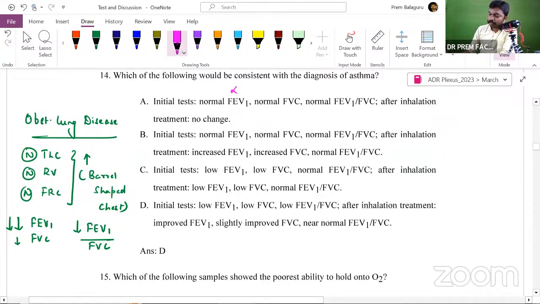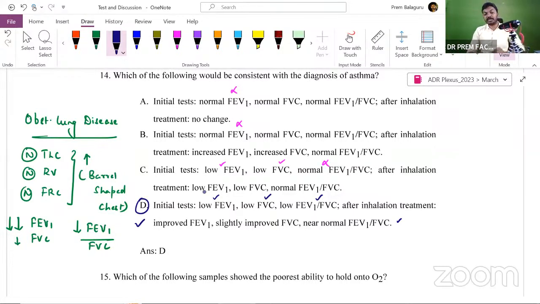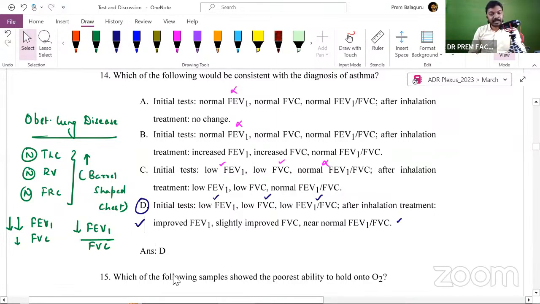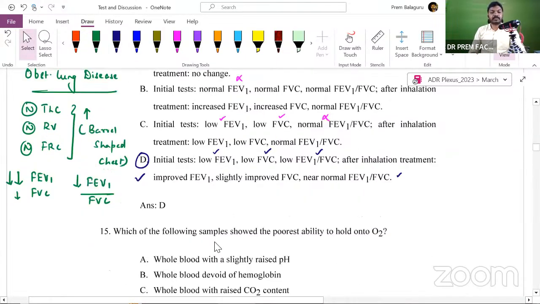Normal FEV1, wrong. Low FEV1, possible. Low FVC, possible. Normal FEV1 to FVC, wrong. So the best answer is you're going to have a low FEV1, low FVC, low FEV1 to FVC ratio. This is the initial test. After inhalational treatment, everything seems to be normal, and D is the right answer for this question. So for question number 14, D is the right answer, doctors.